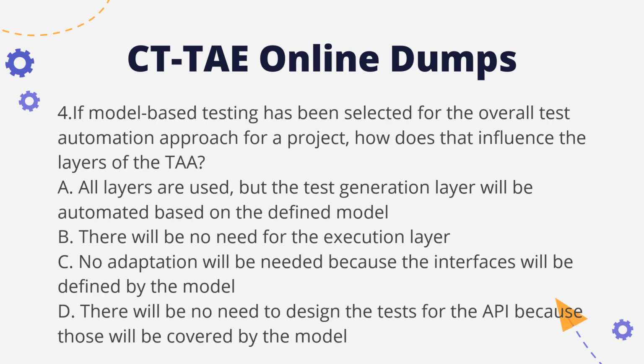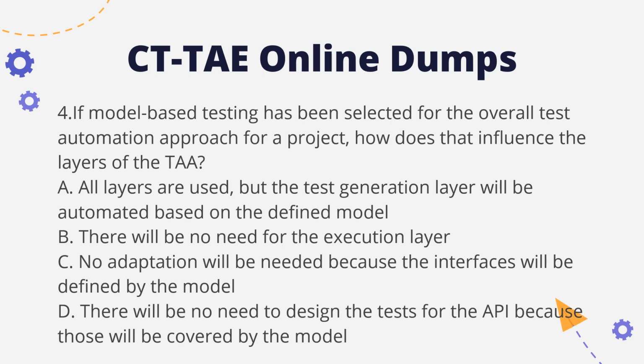4. If model-based testing has been selected for the overall test automation approach for a project, how does that influence the layers of the TAA? A. All layers are used, but the test generation layer will be automated based on the defined model. B. There will be no need for the execution layer. C. No adaptation will be needed because the interfaces will be defined by the model. D. There will be no need to design the tests for the API because those will be covered by the model.